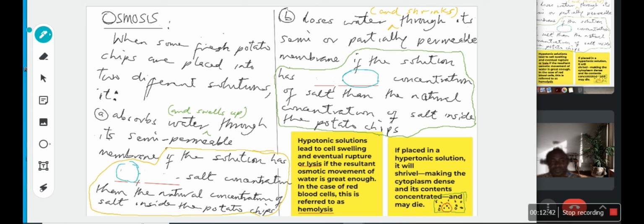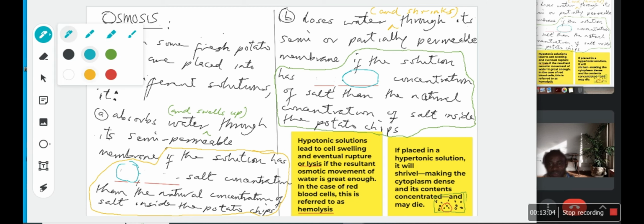So when some fresh potato chips are placed into two different solutions, they absorb water through their semi-permeable membrane, if the solution has something too much. You mean more salt concentration than the natural concentration of the salt solution in the potato, right? Yeah. Okay, so the potato chip will absorb what?